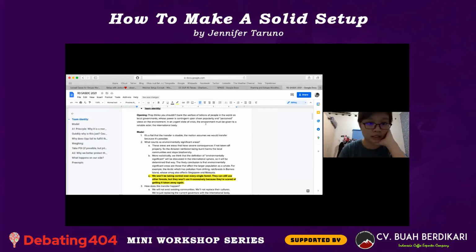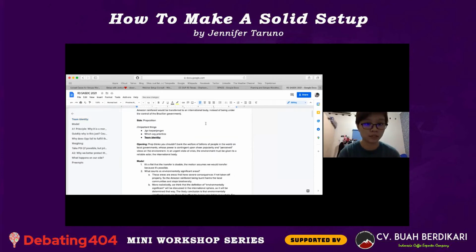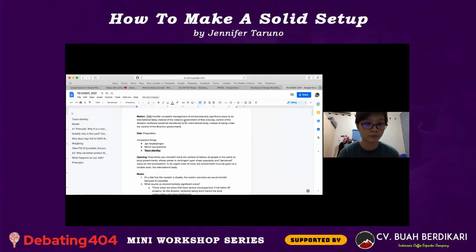This was a WSDC format debate from last year. I think the setup here was quite complete. So here was the motion. The motion was: This House would transfer complete management of environmentally significant areas to an international body instead of the national government of that area. For example, control of the Amazon rainforest would be transferred to an international body instead of being under the control of the Brazilian government.